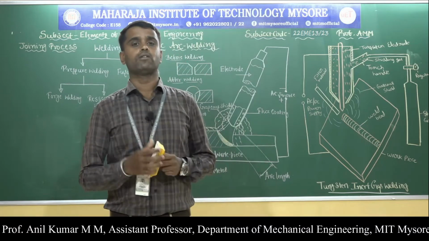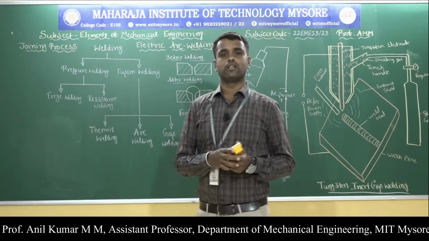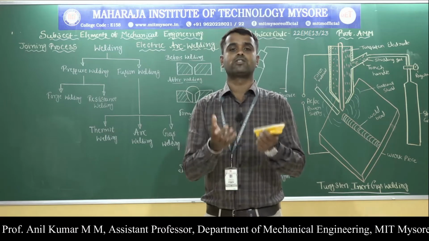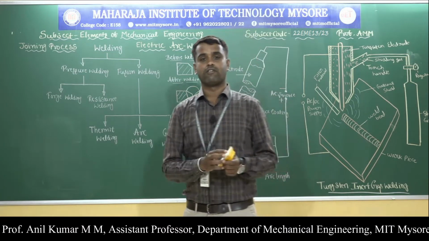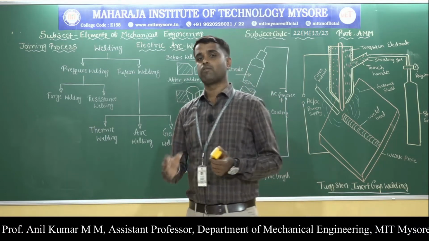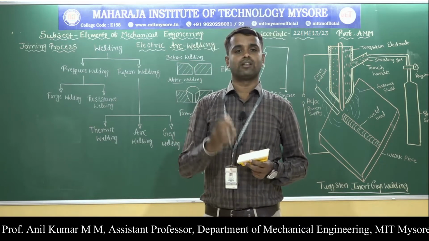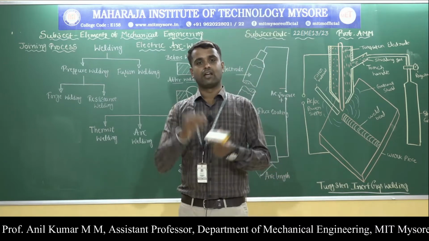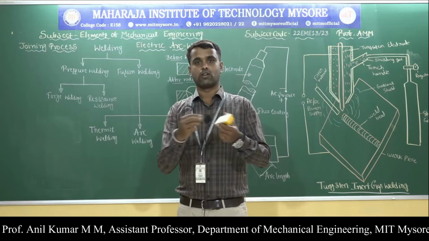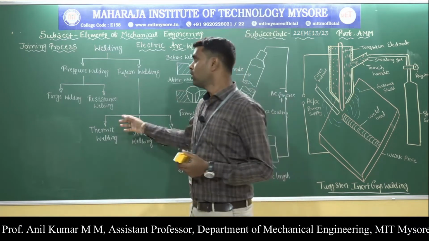Next, coming to the temporary joint. The joint is temporary. You can easily separate the parts without damaging the surface or losing the original shape. That type of joint we call a temporary joint. Examples of temporary joints are mechanical fasteners like nut and bolt. With the help of a nut and bolt we can join two components, or with the help of screws. These are examples of the temporary joint.